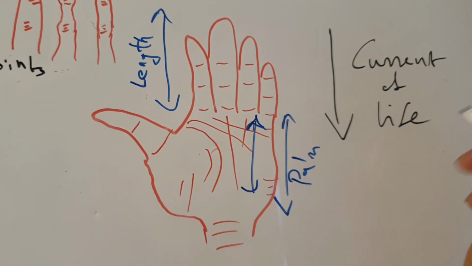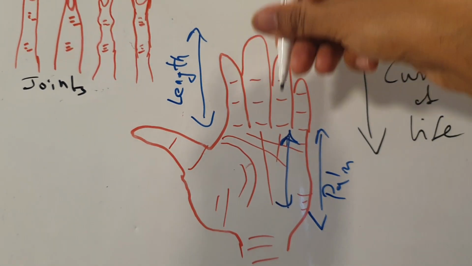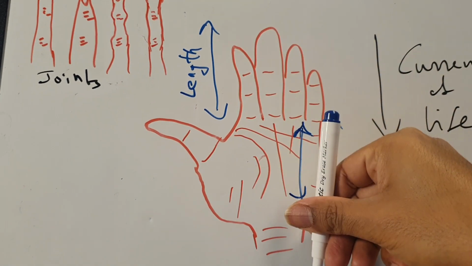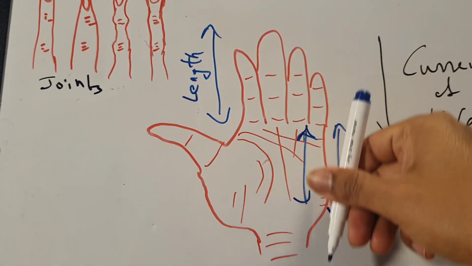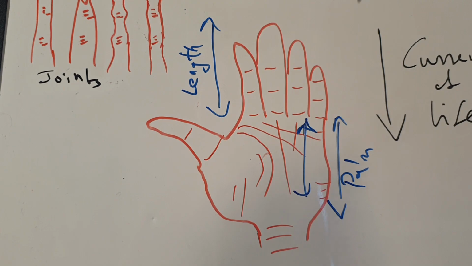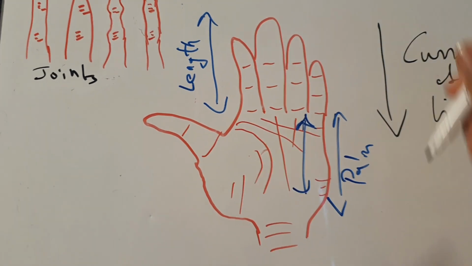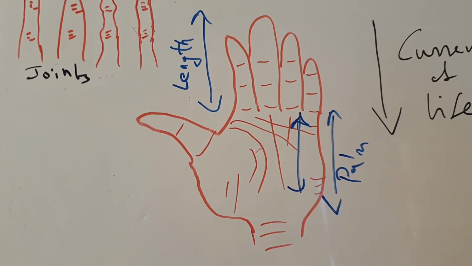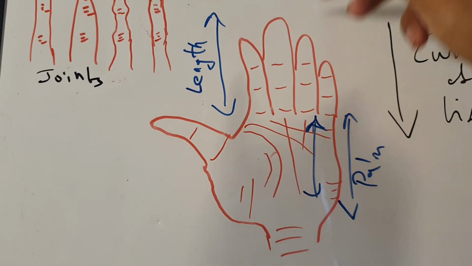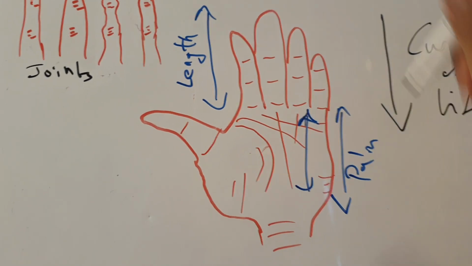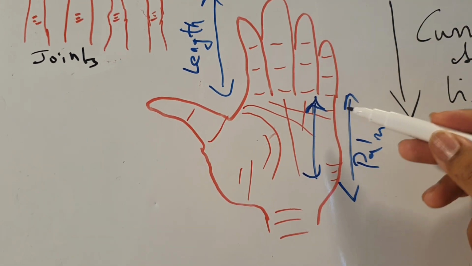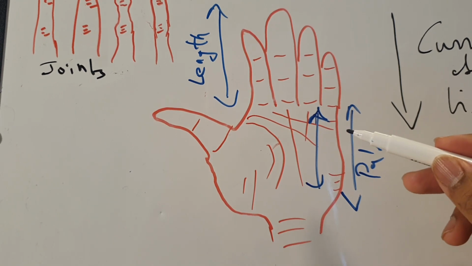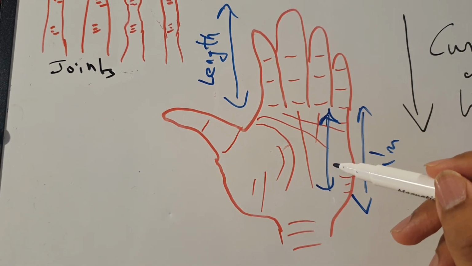So here I marked it as the current of life. You can just imagine as if from the fingertips onwards, towards down, the current of life is passing through. You don't have to take it literally, but just imagine like that. And so, for example, if they're long fingers, then this current of life is taking a longer time in reaching till the palm area, which is where the main action happens.